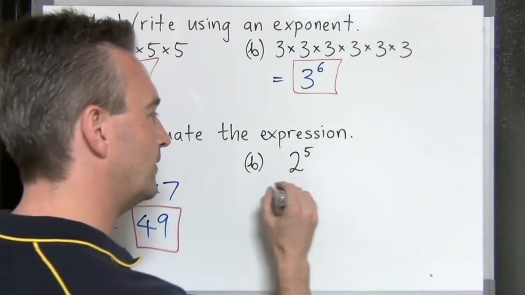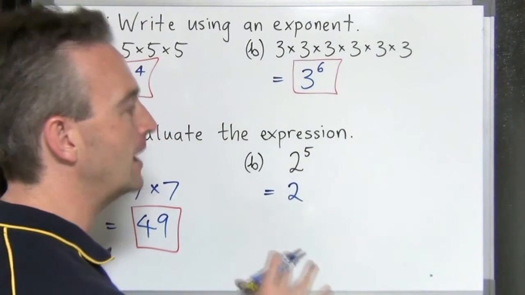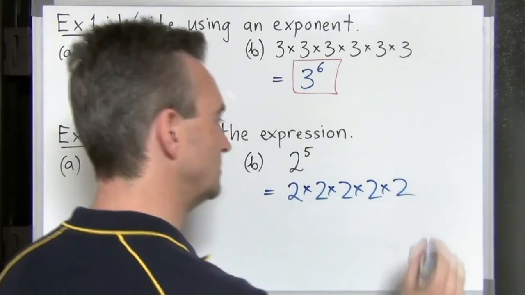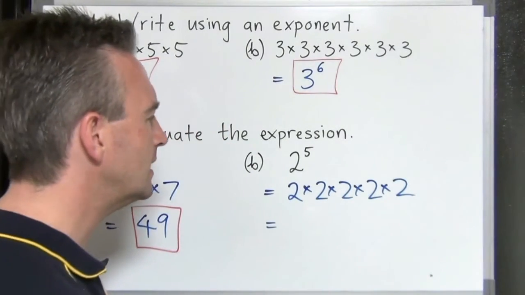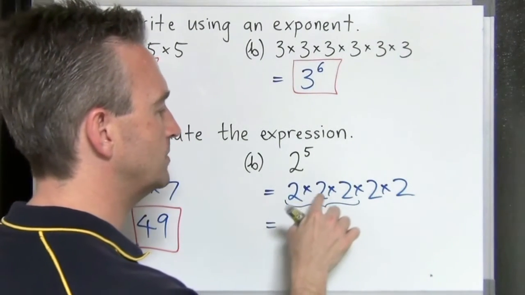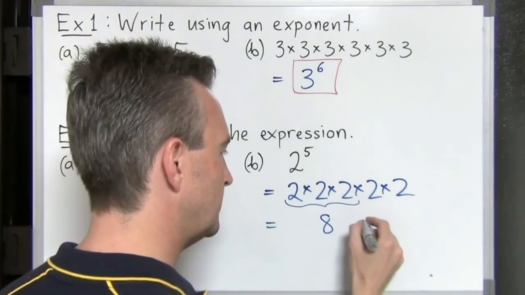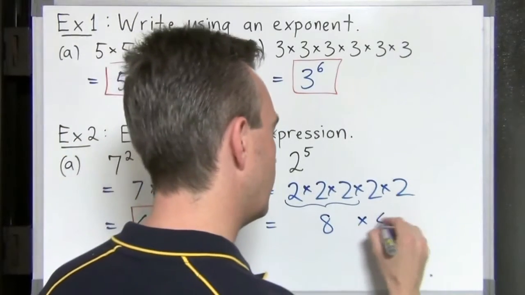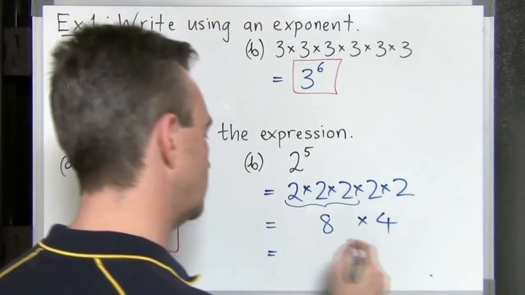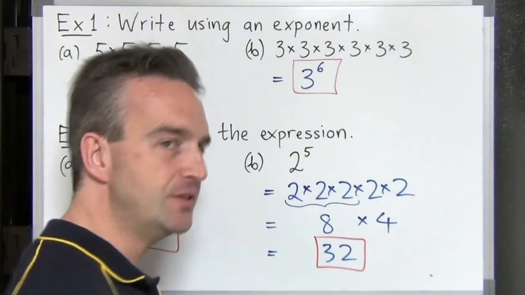Last one, 2 to the power of 5. So our base is 2, and the 5 means we're going to multiply 5 2s together. 2 times 2 times 2 times 2 times 2. So how are we going to do this? Let's break it up, shall we? Why don't we do 2 times 2 times 2 first? 2 times 2 is 4, times 2 again is 8. This multiplication symbol, let's copy that down. And what's 2 times 2? 4. Okay, well, let's just take an extra step, make it easy for ourselves. And 8 times 4 is 32. So 2 to the power of 5 is 32.